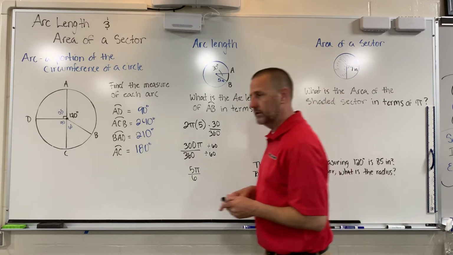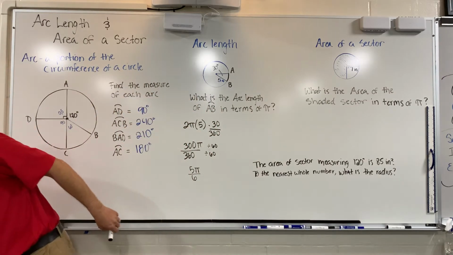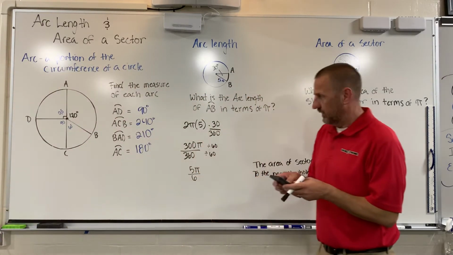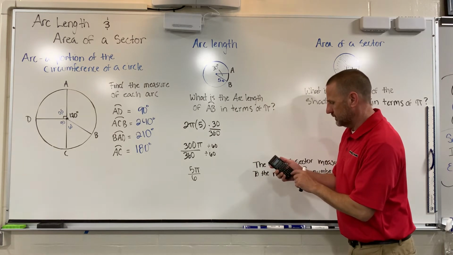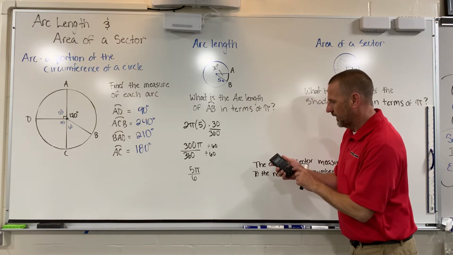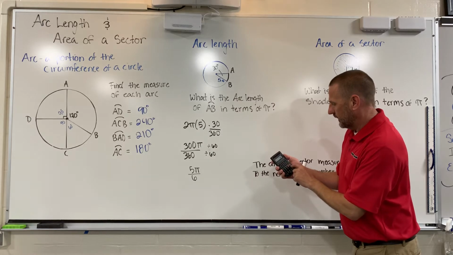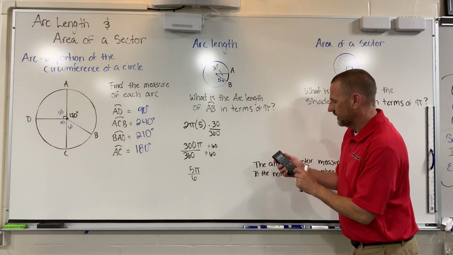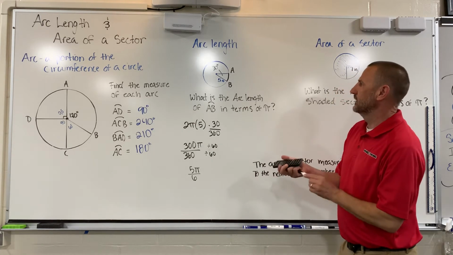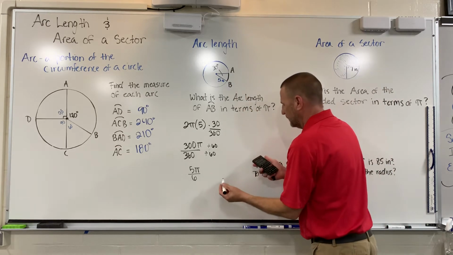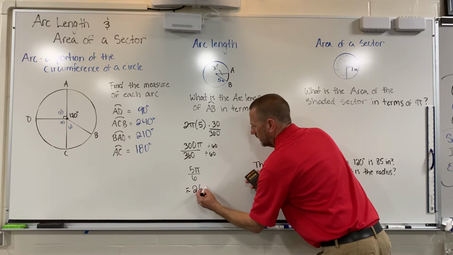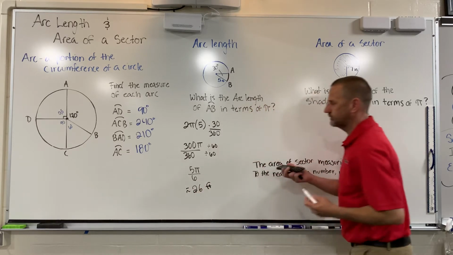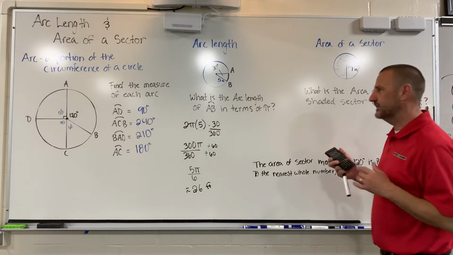Now, if I want to know the exact answer, right down to the most exact term I could get, I would just take 5 times 3.14 and then divide by 6. And I would get that this length, to the nearest foot, is 2.6 feet, if I had to get the exact answer.